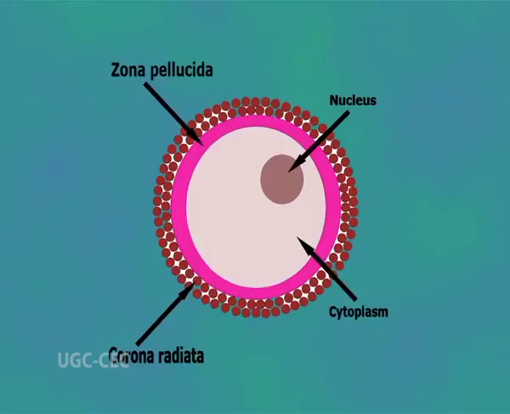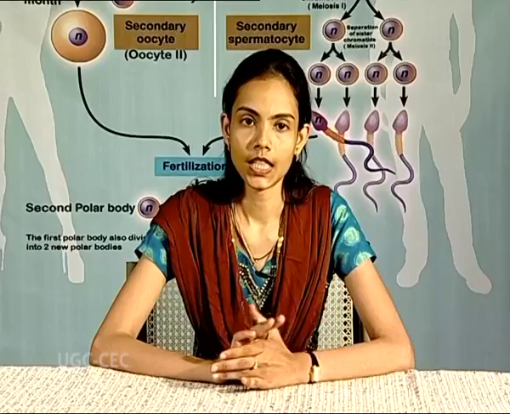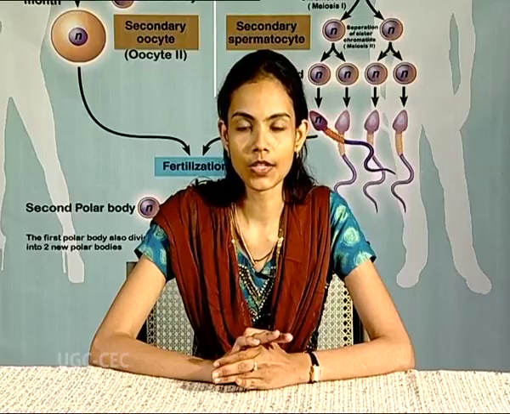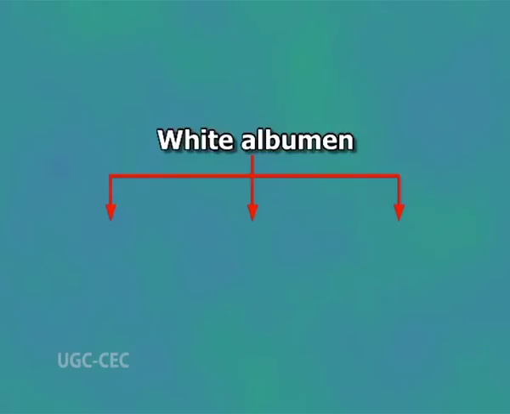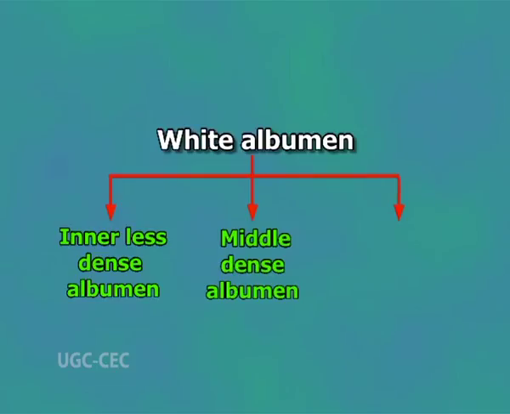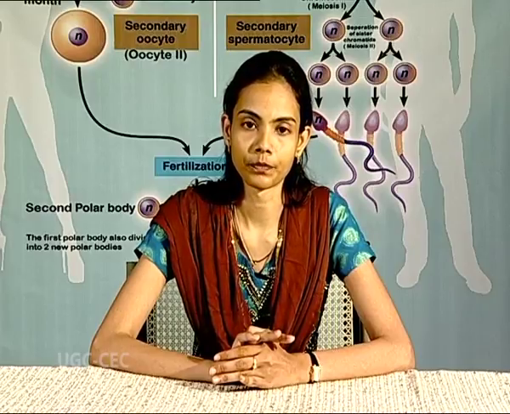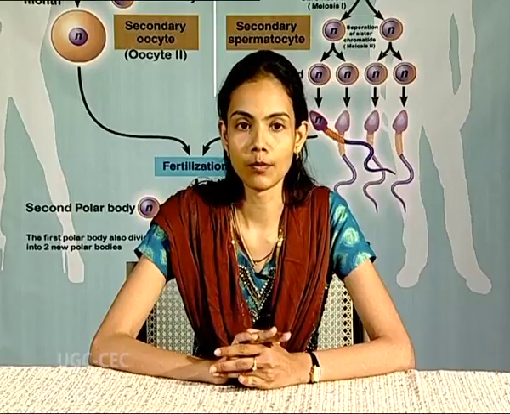Corona radiata. It is found in mammalian eggs. This membrane is formed of a layer of follicle cells. The cells are arranged around the zona pellucida. Tertiary membranes. The tertiary membranes are formed by the oviduct. White albumen. It is found in the egg of the chick. It is found outside the vitelline membrane. It is made up of three layers: an inner less dense albumin, a middle dense albumin, and an outer less dense albumin. The albumin is formed of 85% water and 15% protein. The protein is mainly in the form of albumin.